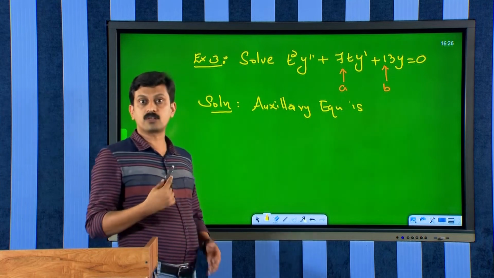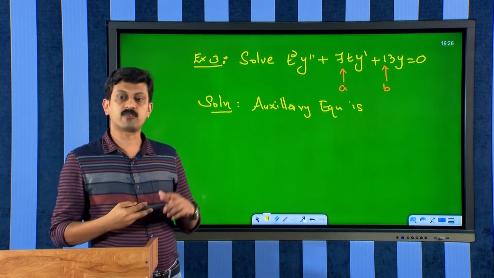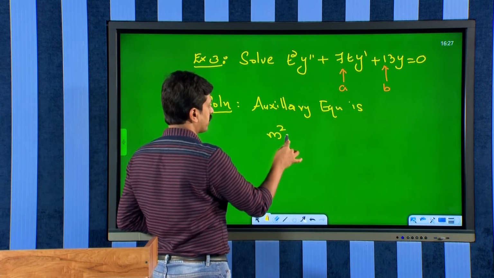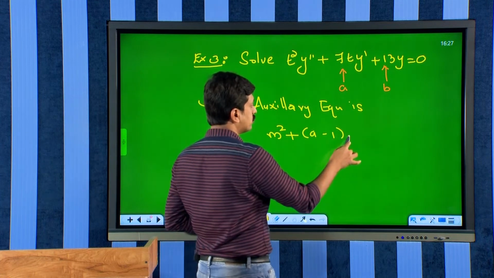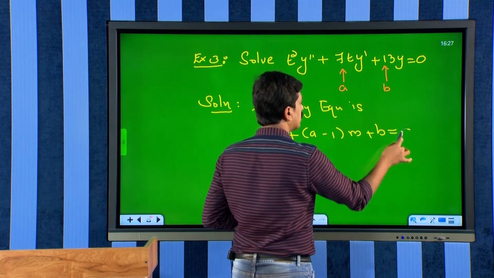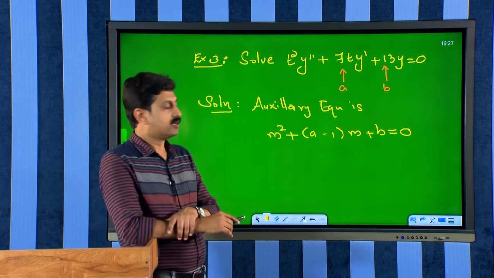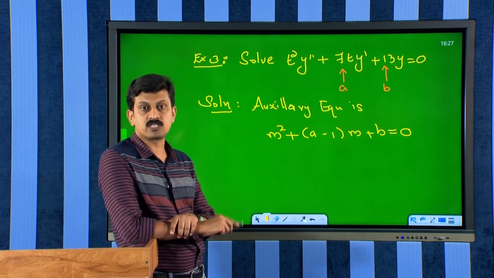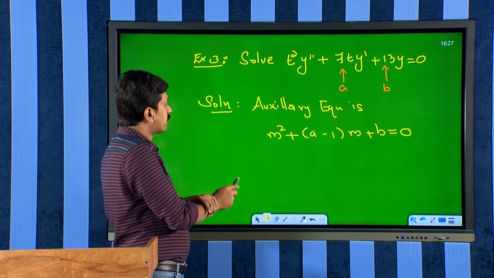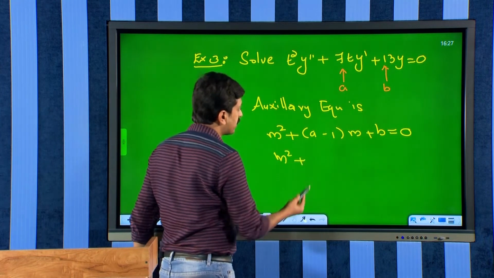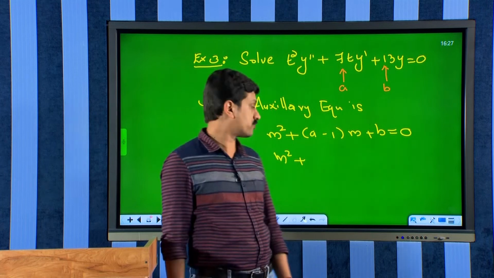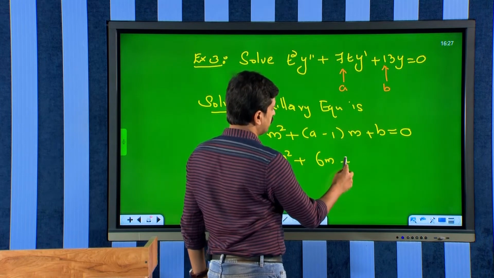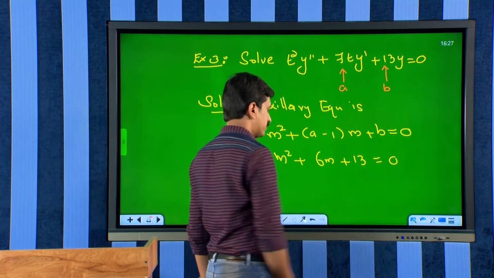I have to write the auxiliary equation. We have a format for the auxiliary equation: m square plus a minus 1 into m plus b equal to 0. Dear students, m square plus a minus 1 into m plus b is equal to 0 is the auxiliary equation. We can replace the values: m square plus 7 minus 1, that is 6m, plus b, which is 13, is equal to 0.